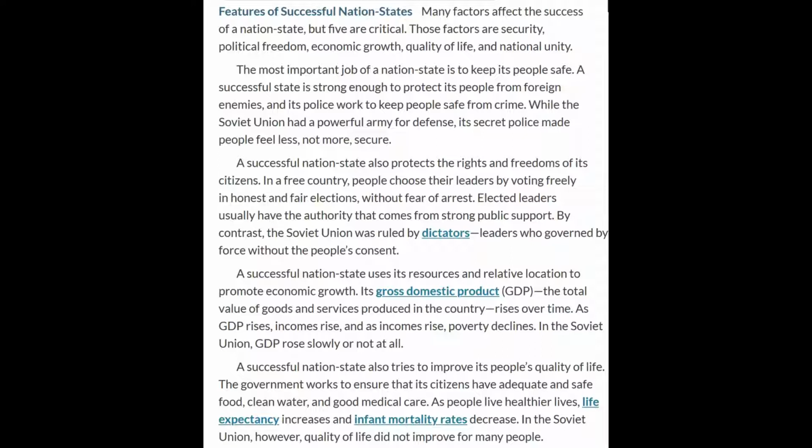A successful nation state also tries to improve its people's quality of life. The government works to ensure that its citizens have adequate and safe food, clean water, and good medical care. As people live healthier lives, life expectancy increases and infant mortality rates decrease. In the Soviet Union, however, quality of life did not improve for many people.